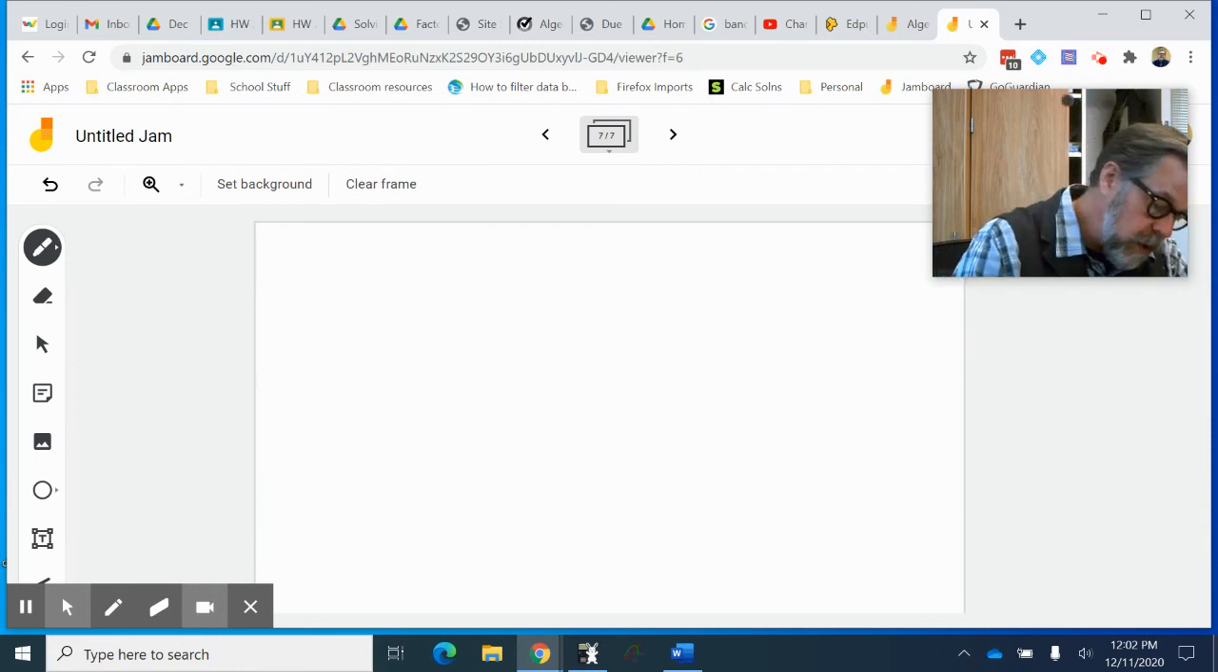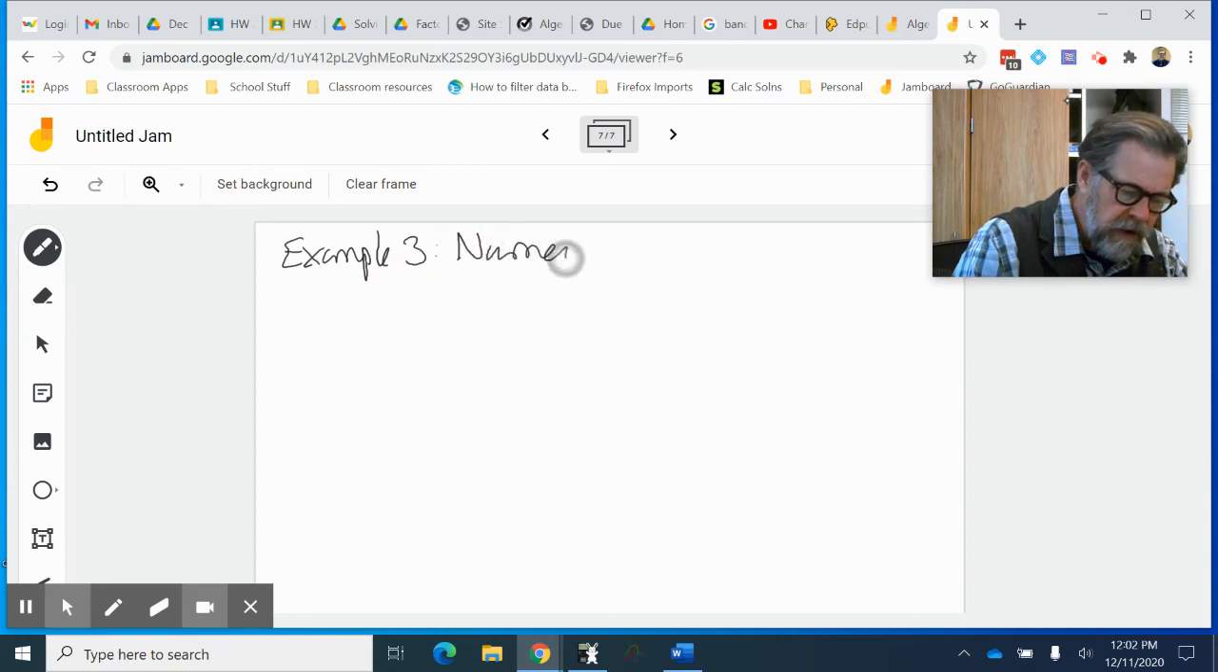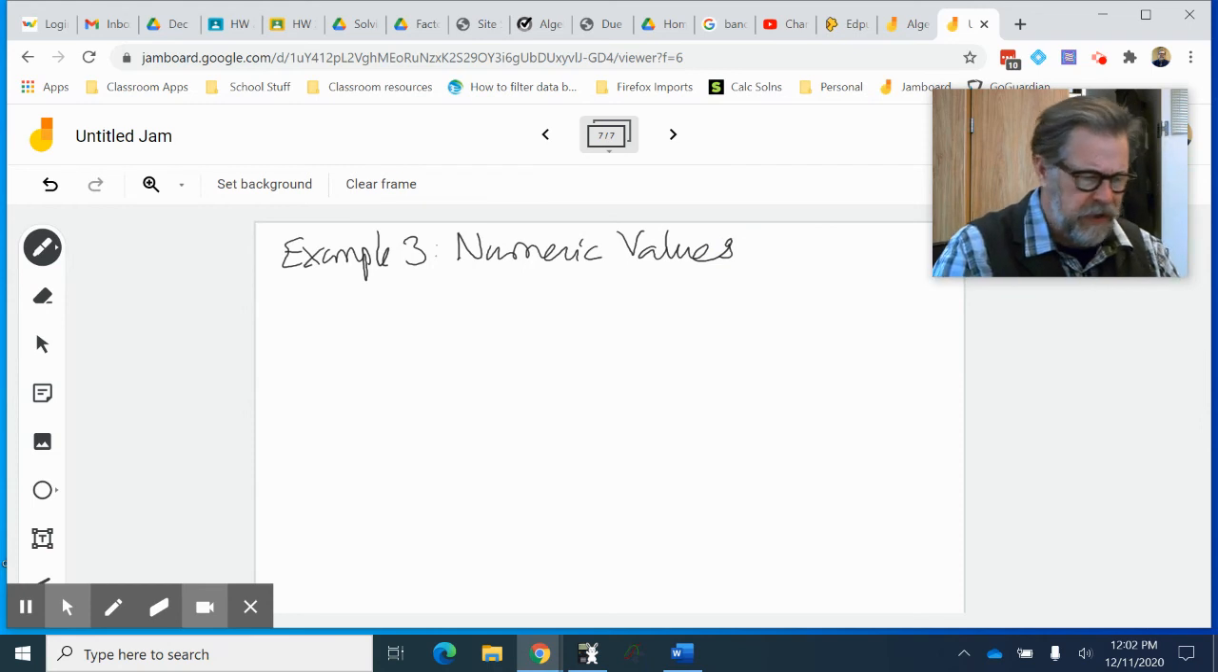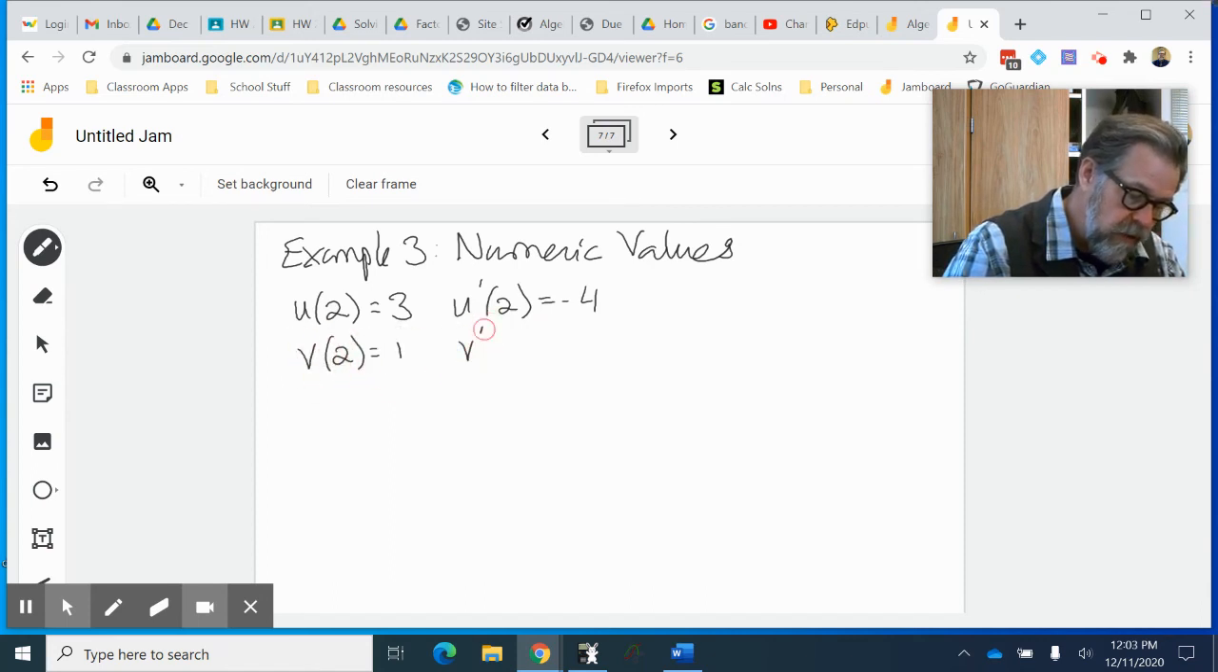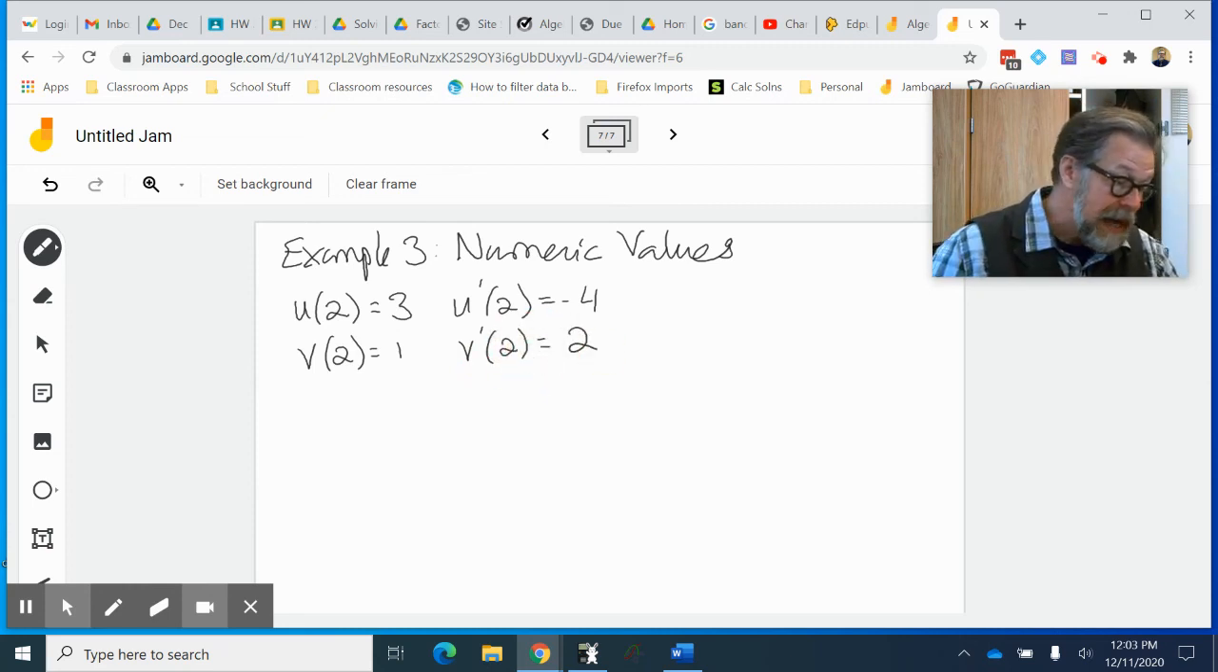And let's do another example, example 3, which is what if I have numeric values? And this is sort of a data issue. Sometimes you just collect data and you've got data. So what if I know that one function at x equals 2 has a value of 3, but it is changing at a rate of -4? And I have another function at x equals 2 with a value of 1, and it is changing with a rate of +2.